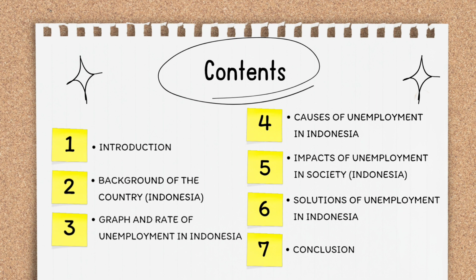So these are the contents of our presentation. Number 1, the introduction. Number 2, the background of the country that we chose, which is Indonesia. Number 3, the graph and rate of unemployment in Indonesia. Number 4, the causes of unemployment in Indonesia. Number 5, the impacts of unemployment in society, especially in Indonesia. Number 6, the solution of unemployment in Indonesia. And last but not least, the conclusion.